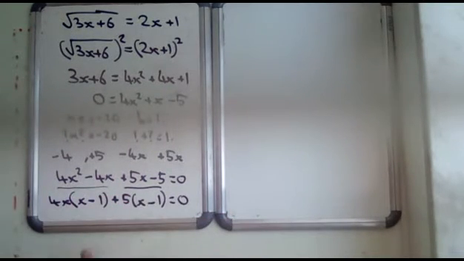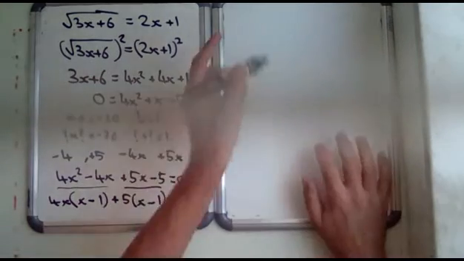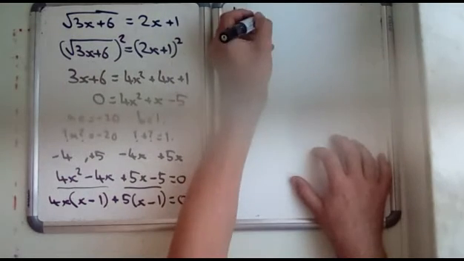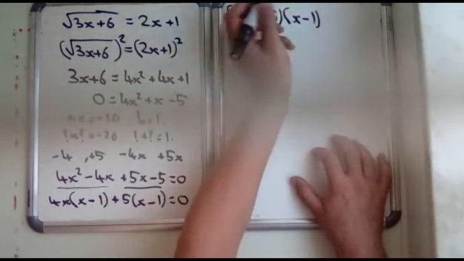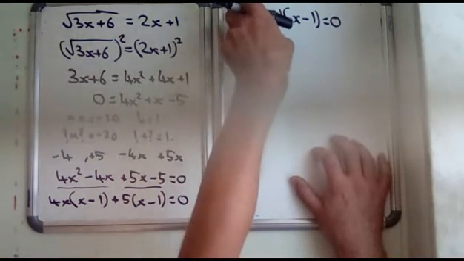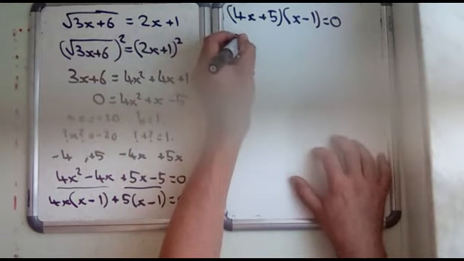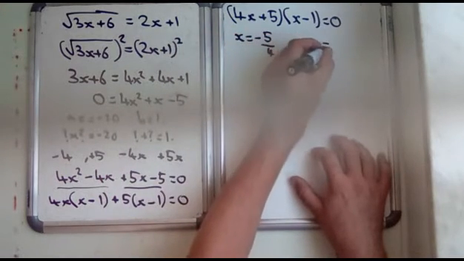So then pull the x minus 1 out of here as a common factor, that would be 4x plus 5 times x minus 1 equals 0. So that would mean either 4x plus 5 equals 0 or x minus 1 equals 0. So x equals minus 5 over 4 or x equals 1.